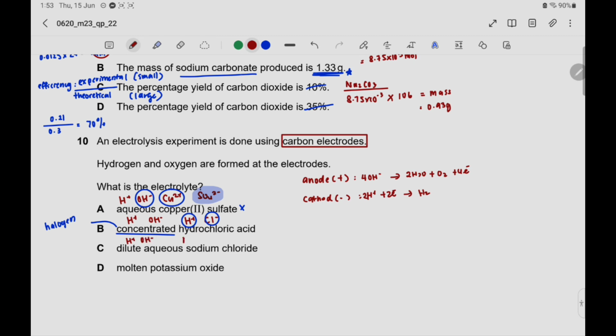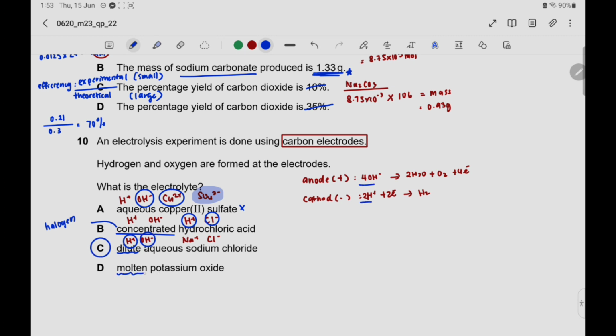Okay, sodium Na+, chloride Cl-. I will definitely choose H+ because Na+ is too reactive, my friend. They are group 1, right? I never displace them. It's dilute, so I don't have to choose Cl-. Answer should be C. Okay, this one and this one.